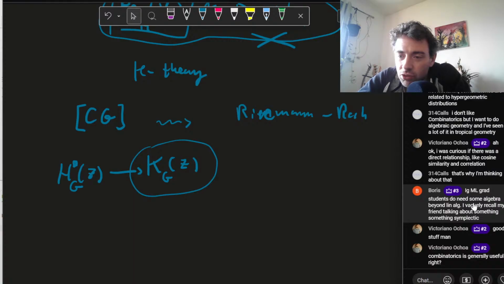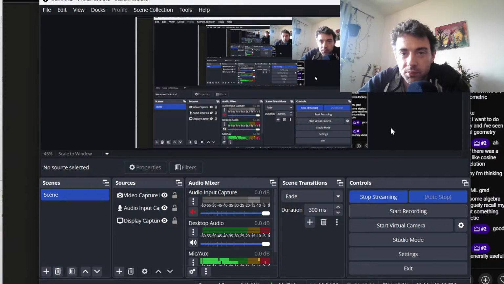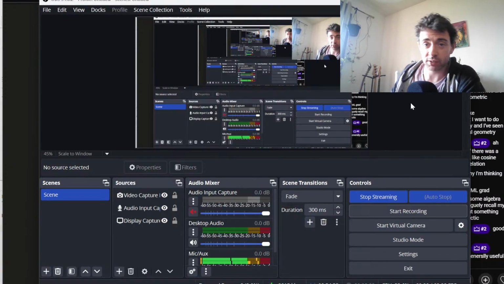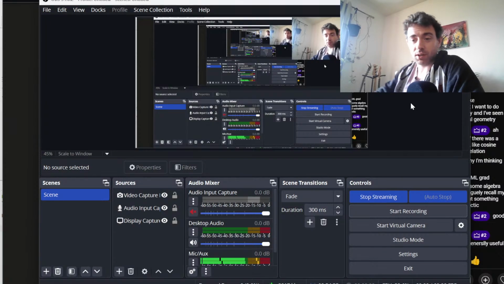Machine learning grad students do need some algebra beyond linear algebra. I vaguely recall your friend talking about something symplectic. Oh, that's interesting. I could definitely believe that. Well, maybe I will browse some machine learning material sometime soon, because it could get me a job in the future. And if there's something symplectic going on, then I'm interested.